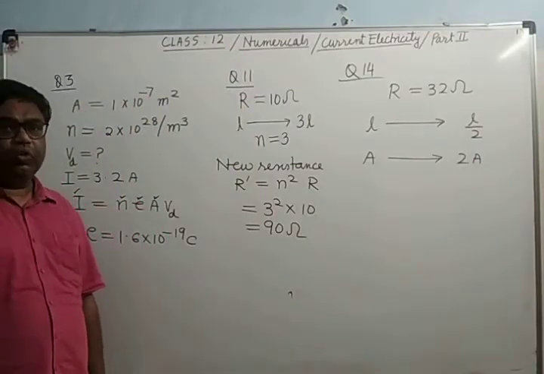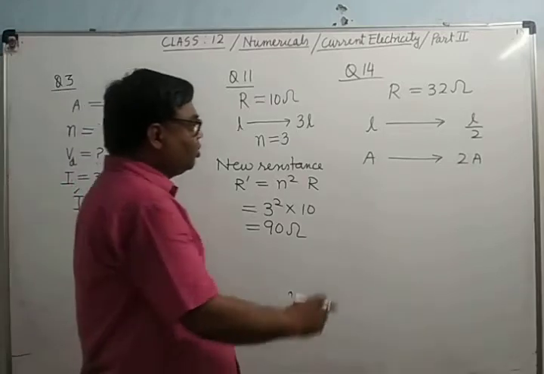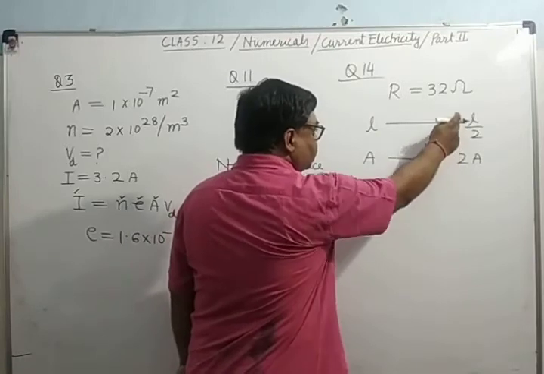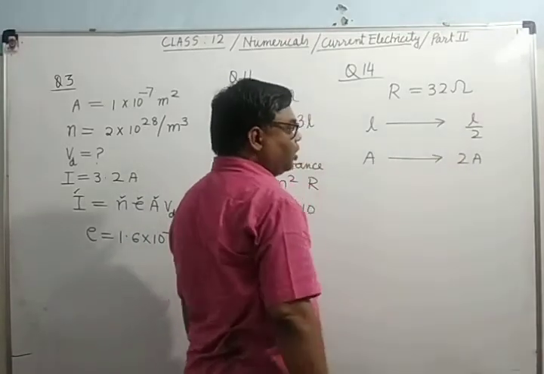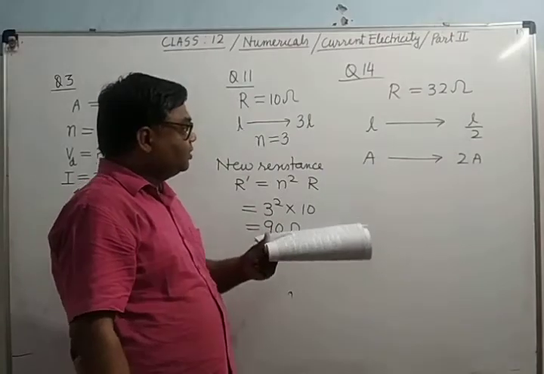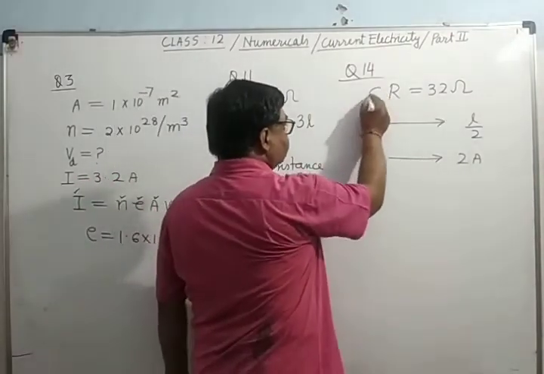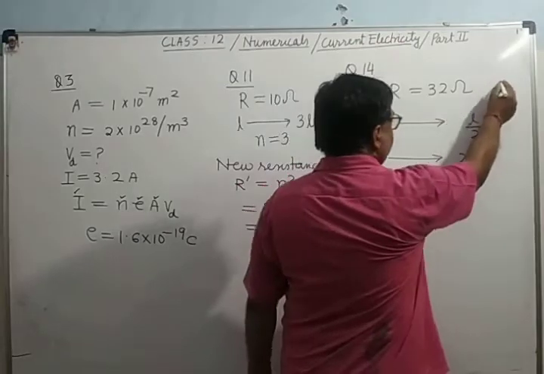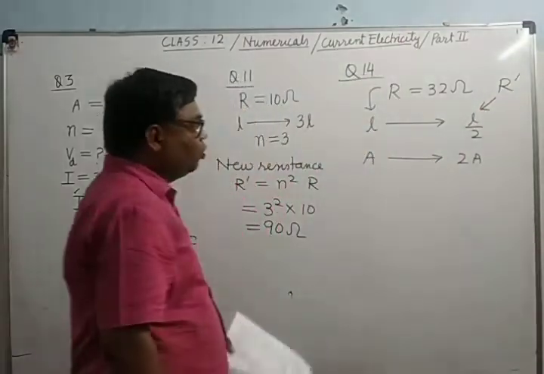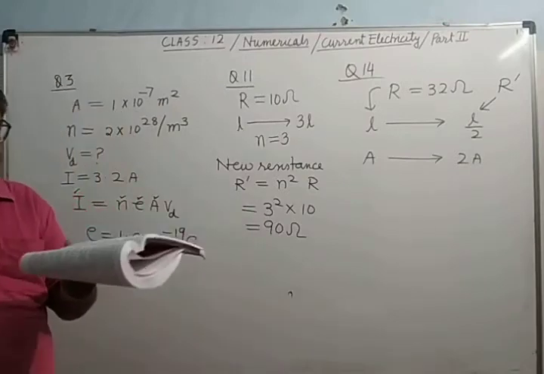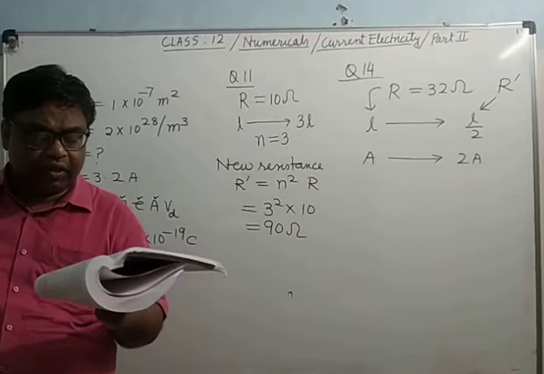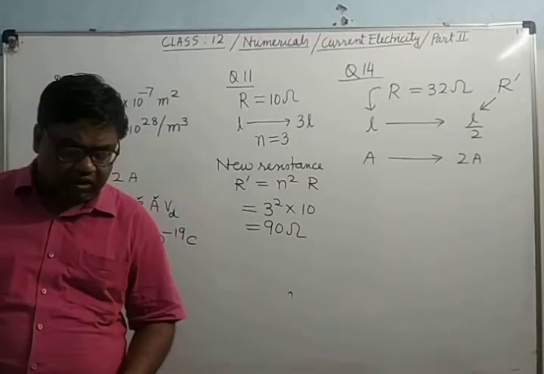Volume is length into area of cross section, so L into A. So it will remain the same. And R is given. You have to find R dash, means the resistance when the length is L by 2 and area of cross section 2A. You will mention how the area of cross section will become 2A. So you have to find the resistance of the new wire.